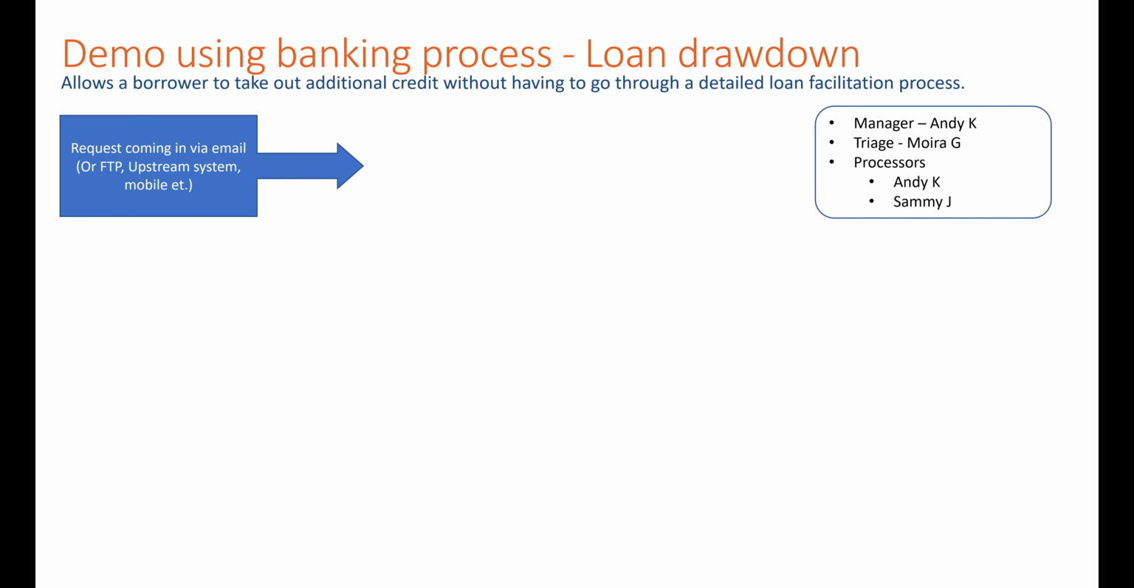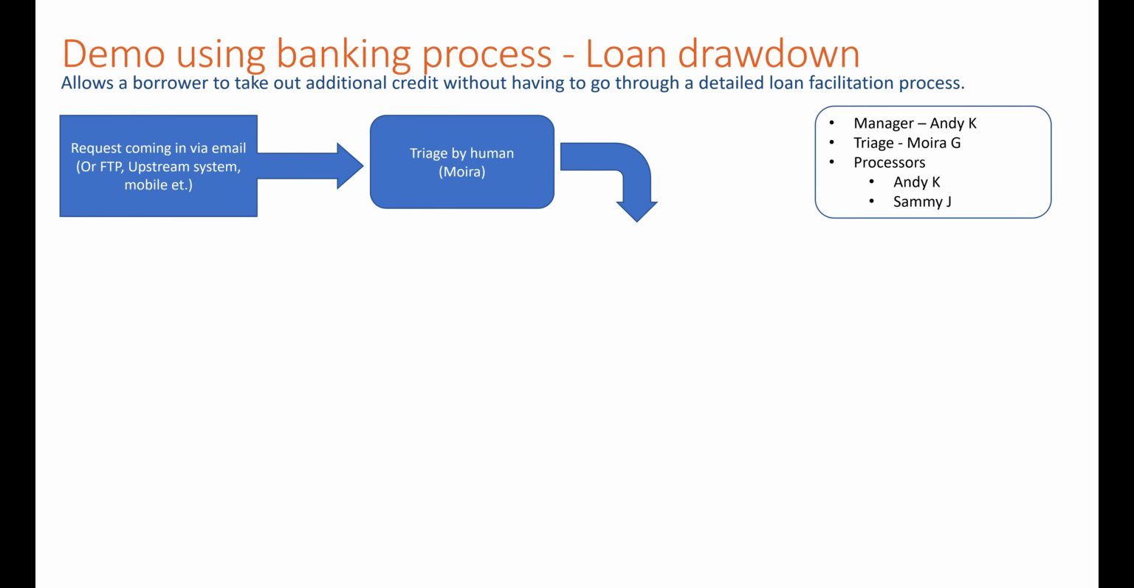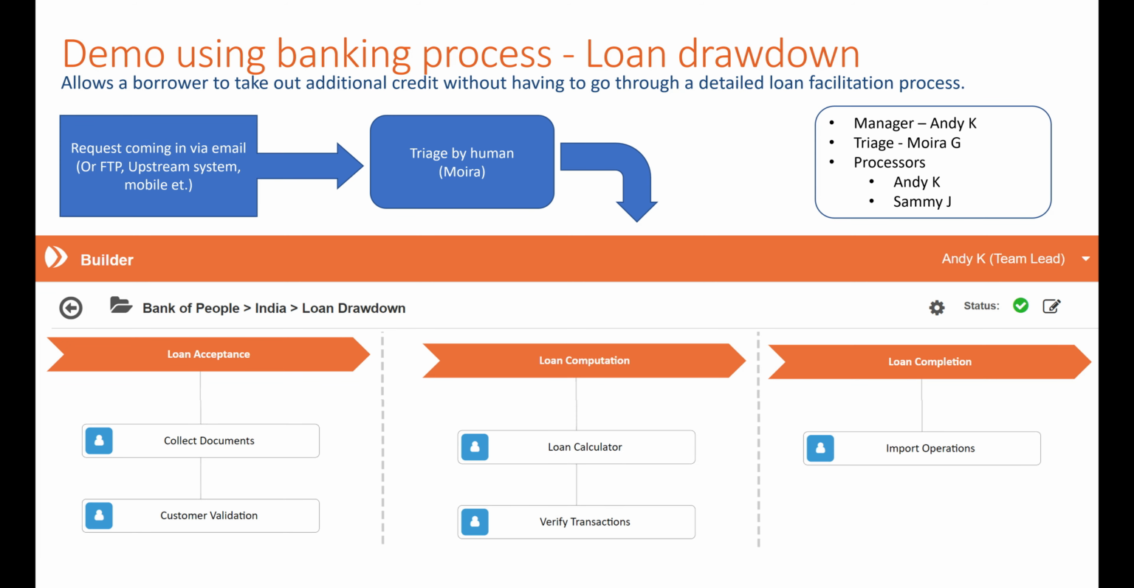In today's demo, a customer sends a request via email requesting a loan extension. Enate automatically picks up the email, creates a piece of work from it with a target due date, and puts it into Moira's inbox for review. Moira reviews it and understands it's part of a loan application from India for a Bank of People customer and will initiate the Indian loan process accordingly.